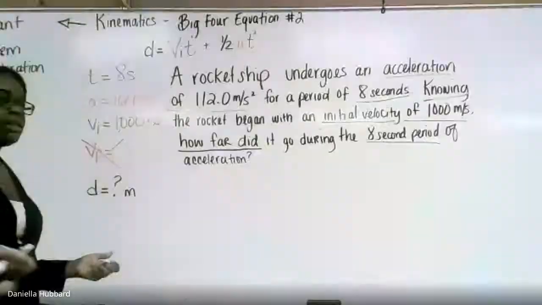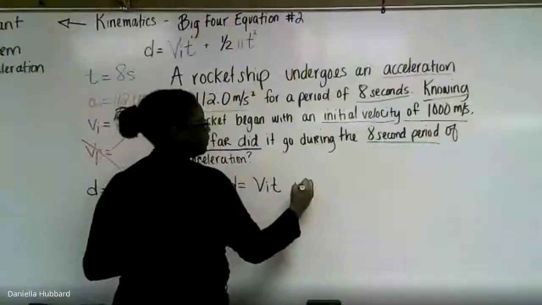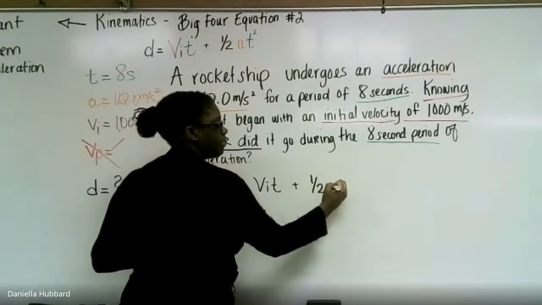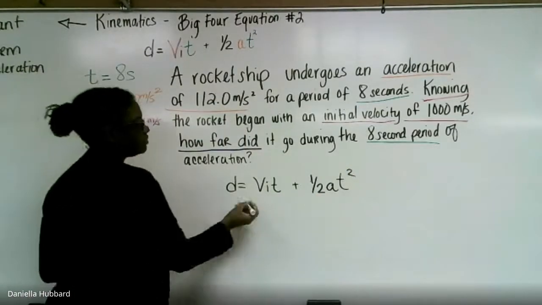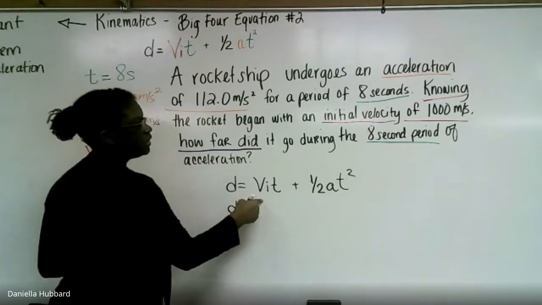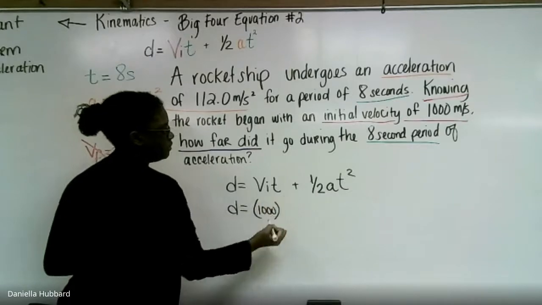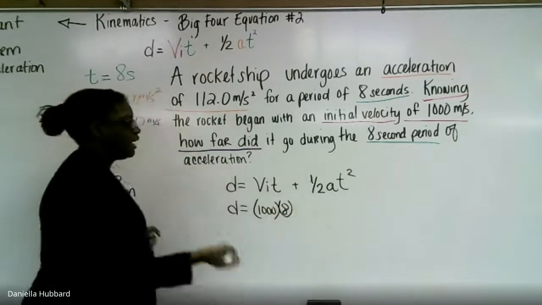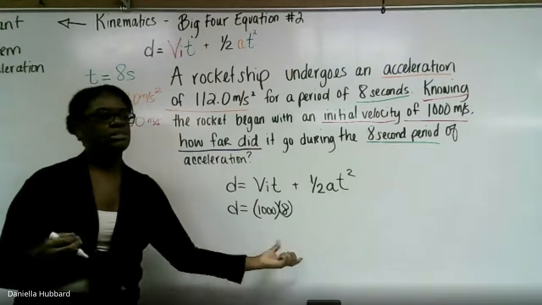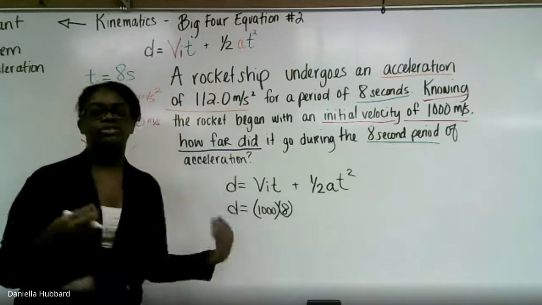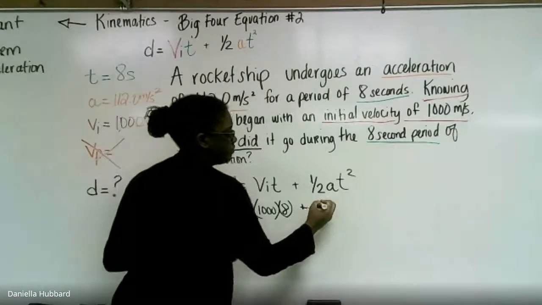Now we're just going to plug in and solve. D equals VIT plus 1/2 AT squared. VF, we don't know. My initial velocity is 1,000. Time is 8. And I like to keep my numbers in parentheses based on the variable that it represents. It just helps me keep my calculations organized. Do what works best for you.